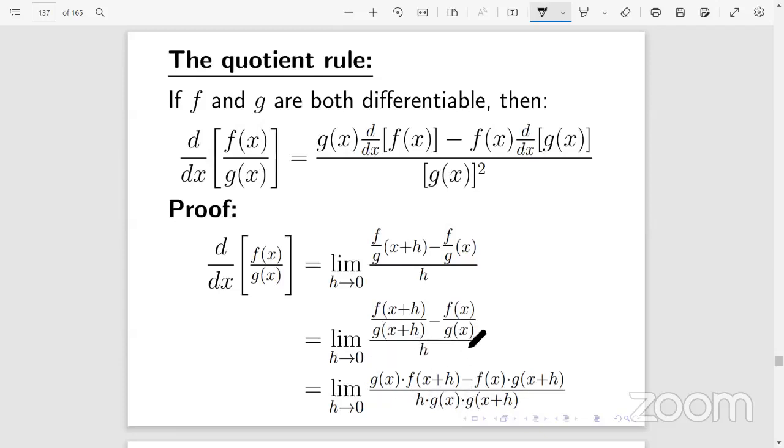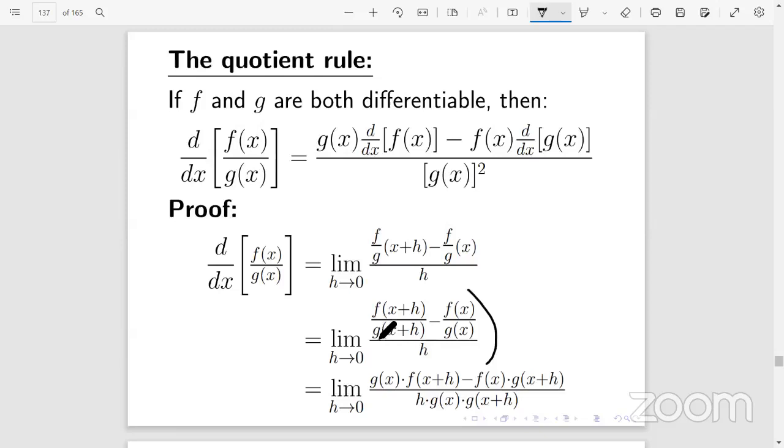I hope this makes sense. I hope that you guys don't have a problem with denominators, but otherwise what happened here is we just tried to write it as one fraction.